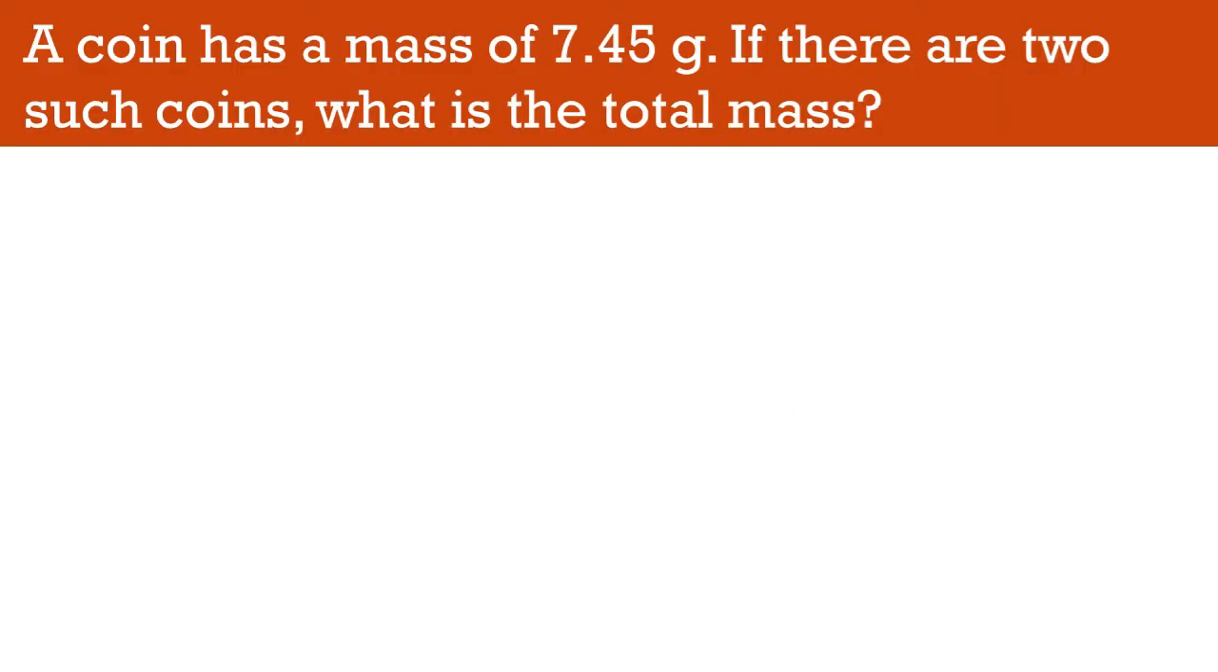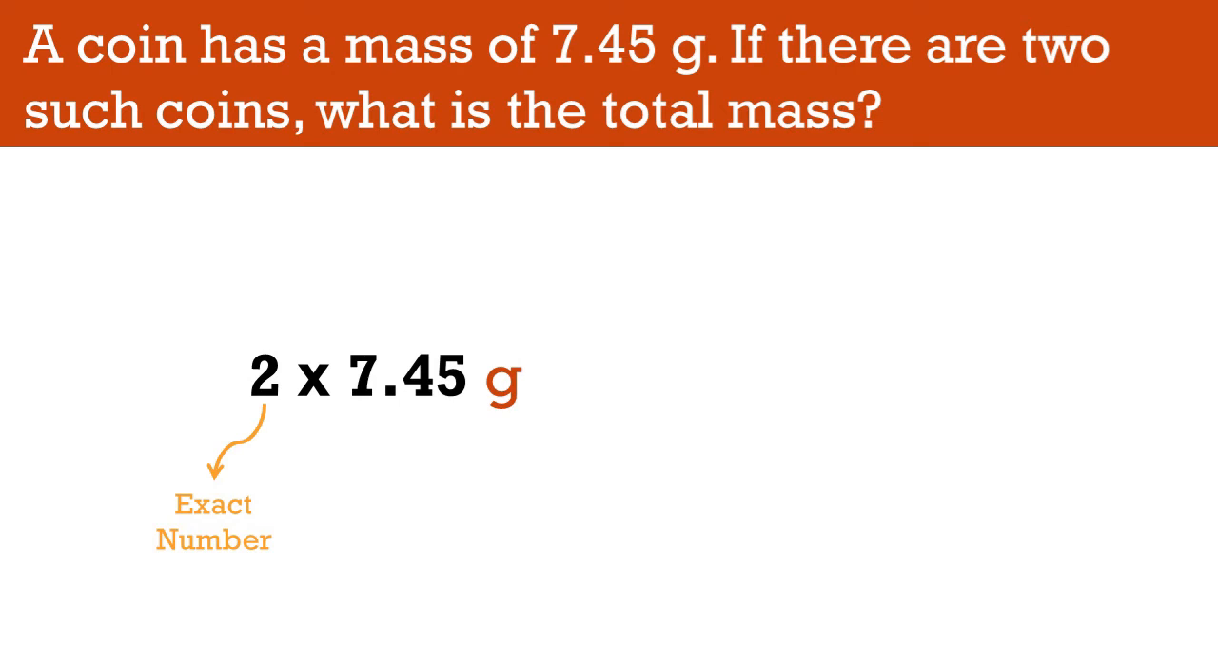Last problem. A coin has a mass of 7.45 grams. If there are 2 such coins, what is the total mass? The solution here is pretty simple. We just have to multiply 7.45 grams by 2. In this problem, 2 is not a measured number. It is an exact number because it's a counting number. Exact numbers have an infinite number of significant figures, but they are generally not reported.